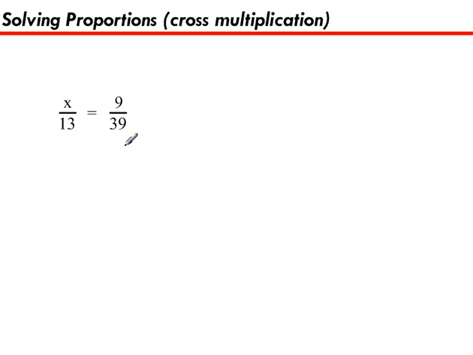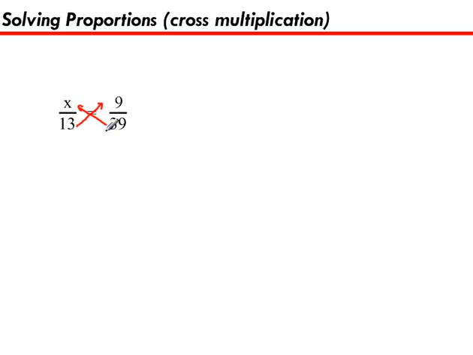Well, this is where cross multiplication comes in. And cross multiplication gets its name because of its shape. It looks something like this. What we'll do first is multiply the x and the 39, and I'm going to draw an arrow connecting the 39 and the x. And then we'll multiply the other two numbers together, the 13 and the 9. And you can see we make a cross.